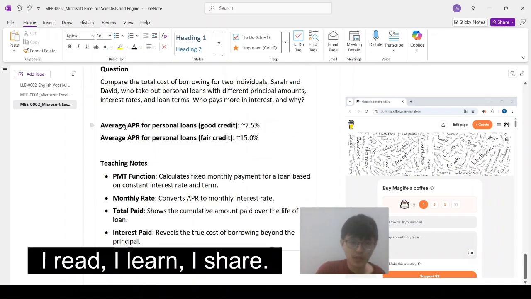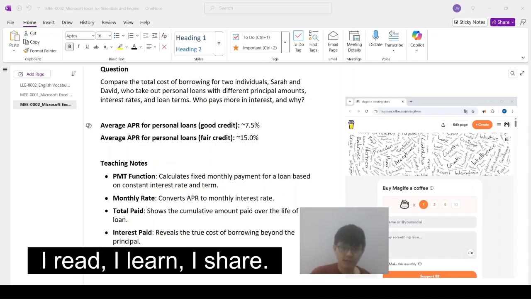So this is some information. Average APR for personal loan, good credit. If this person has good credit, the personal loan is 7.5. If this person has fair credit, the average APR for a personal loan is 15%. So APR basically is just the interest.